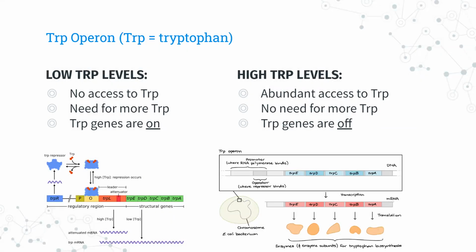Okay, so the TRP operon, when you have low TRP levels. TRP is an amino acid, similar to what you have on the amino acid chart. It's a chemical that's found in your body, and the TRP operon is how we make that chemical in our bodies and how we do our chemical functions. When we have low levels of TRP, there's no access to TRP for proteins to be made, and thus the cell needs to make more. So the TRP genes are turned on, right? Because we need more of it for the cell. When there are high levels of TRP, the cell really doesn't need to make more, so these TRP genes are turned off because there's an abundant access of TRP.